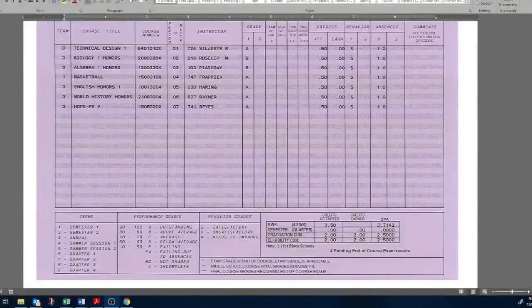So first, let's get to the report card. All right, guys, so here on the screen is a high school report card. Let me draw your attention to a few things. Here in the left column are the term numbers. They're either 1, 2, or 3. 1 is first semester, 2 is second semester, 3 means it's a year-long class. These are your course titles, course numbers, periods, teacher names, and these are your grades for the first 9 weeks.